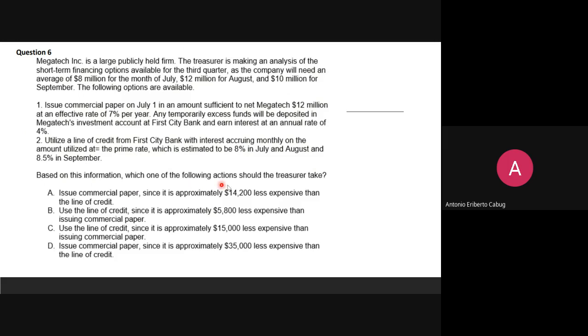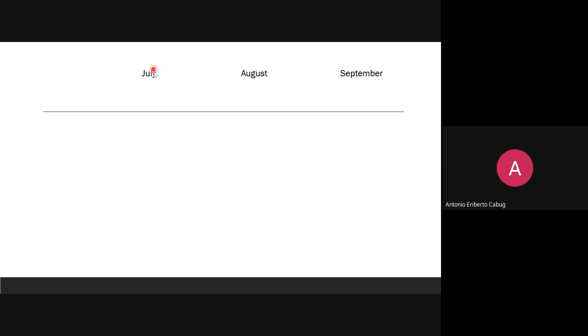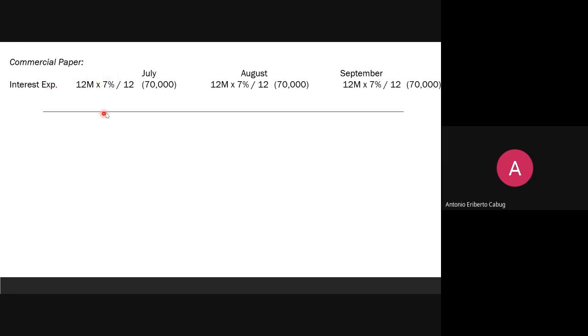Based on this information, which one of the following actions should the treasurer take? Okay? Which one of the following actions should the treasurer take? July, August, September. So, kapag commercial paper yung gagamitin, kukunin na natin yung buong 12 million at mag-i-incur siya ng 7% per year. So, sa month of July, 12 million times 7% over 12, 70,000 pesos. August, the same. September, the same. Okay? Yung buong amount talaga ang hihiramin for July, August, and September.